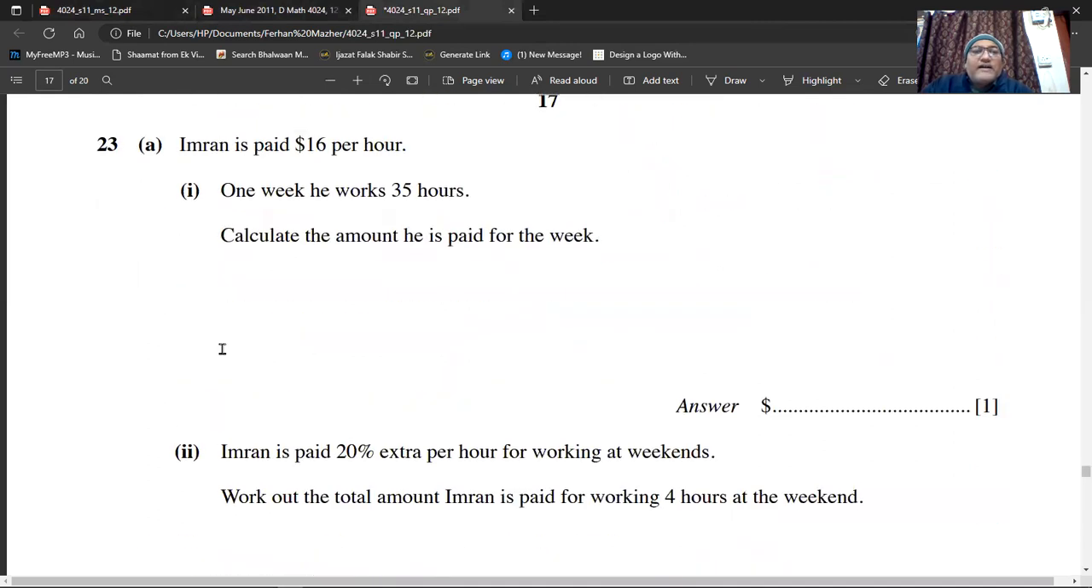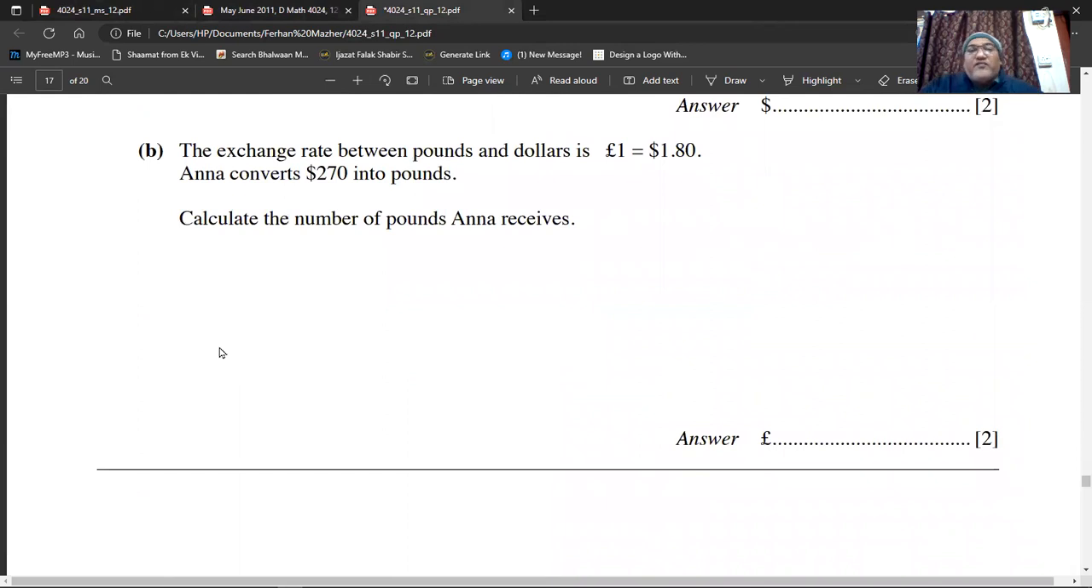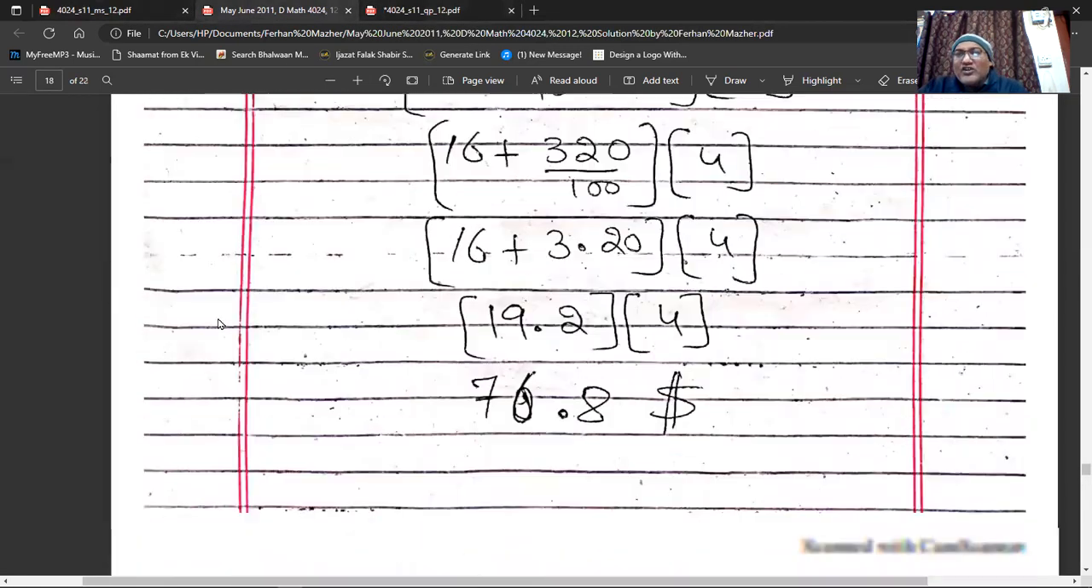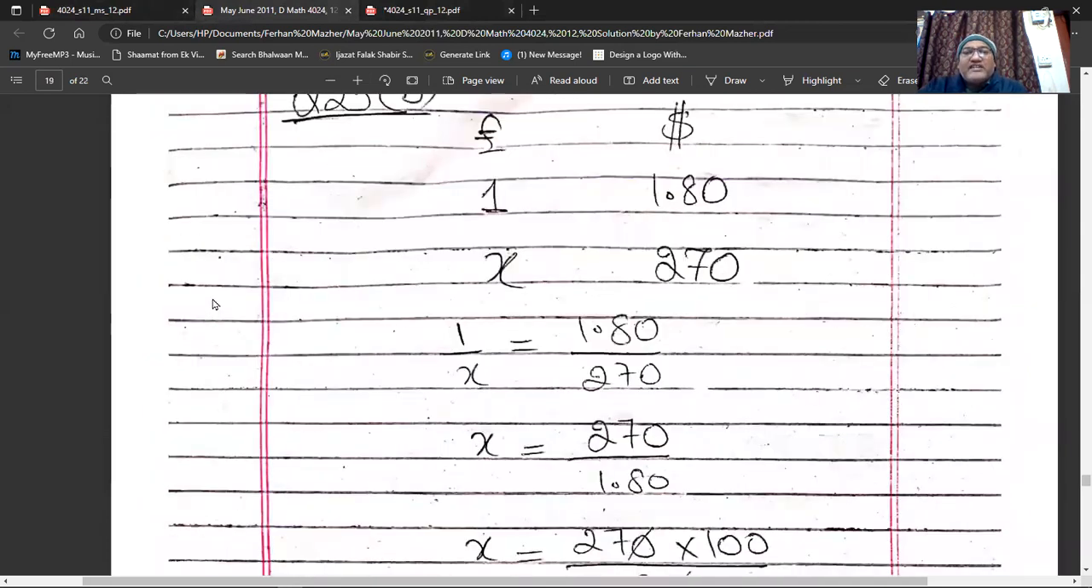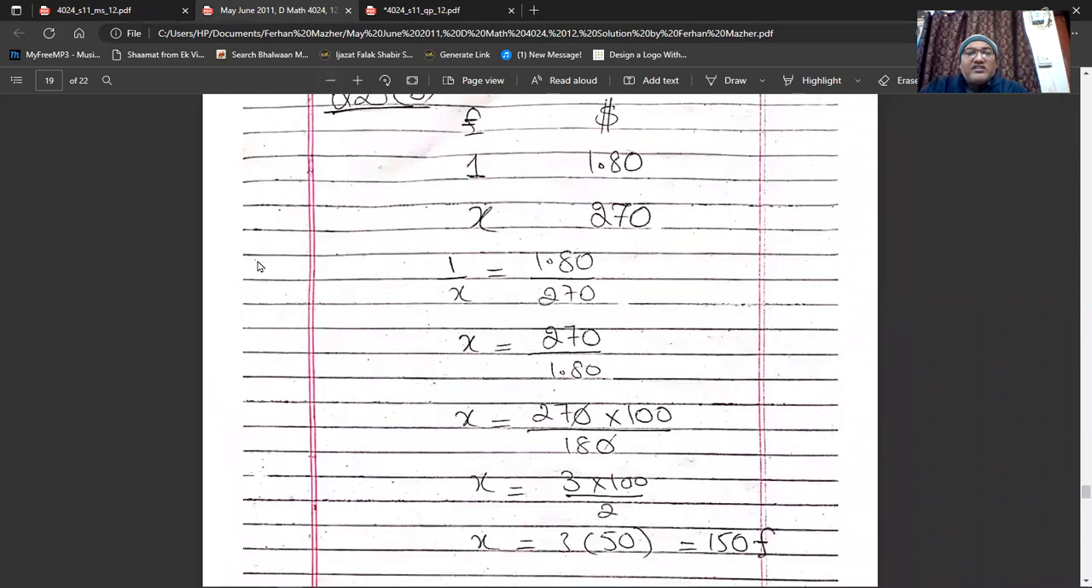Question number 23, it's B part. The exchange rate between the pounds and dollars is 1 pound is equal to $1.80. Anna converts $270 into pounds. Calculate the number of pounds Anna received. I will use the method of proportion, the famous method which we use normally for these kinds of questions in which we do the money exchange.